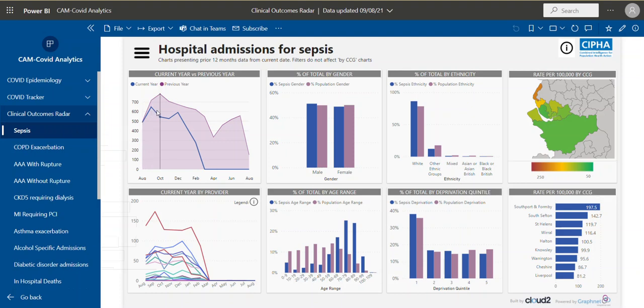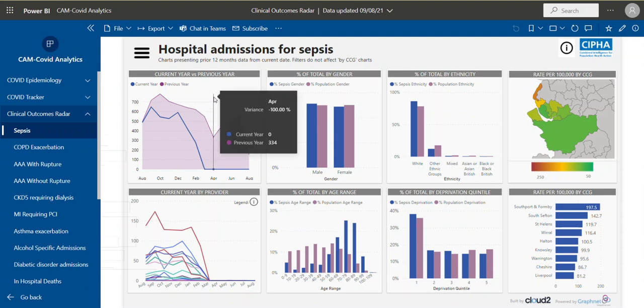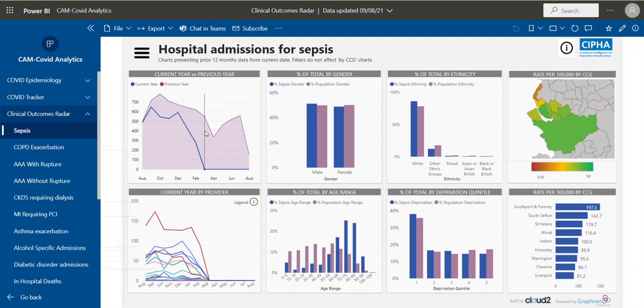Each one of the pages is exactly the same and they have a number of different metrics on them. The first pane looks at the current year versus the previous year's activity. For any of the outcomes which rely on clinical coding from acute trusts, currently these outcomes will only rely on SUS data due to differences in quality of coding in the live hospital feeds across the region.